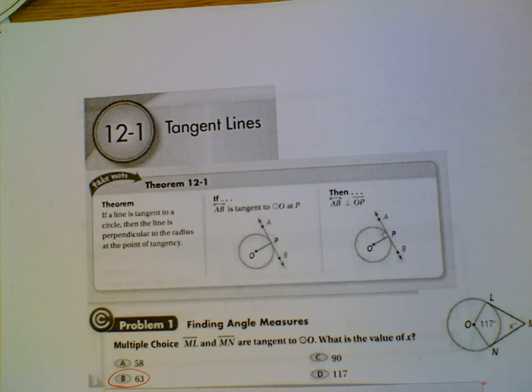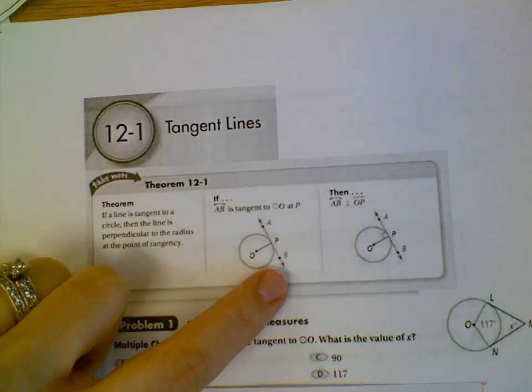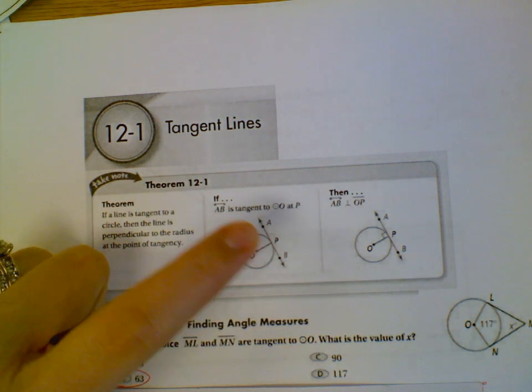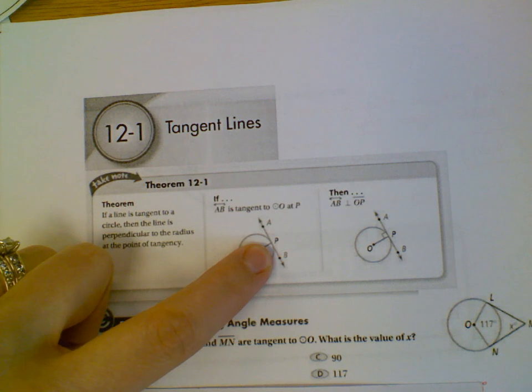The first section in Chapter 12 that we're going to talk about is tangent lines. First, knowing what a tangent line is: a tangent line is where a line will intersect a circle at one point. The letter P that you see there is where it's tangent.